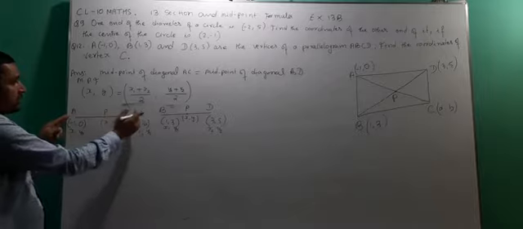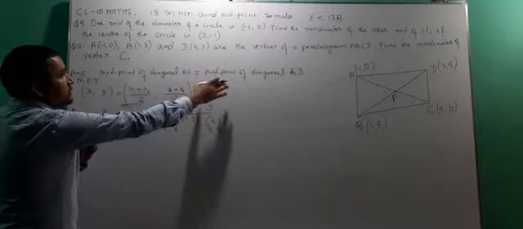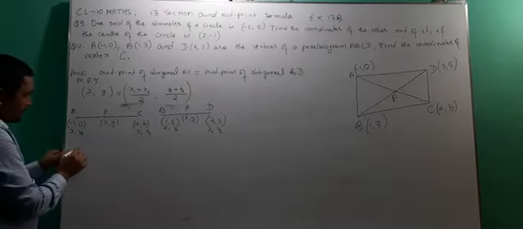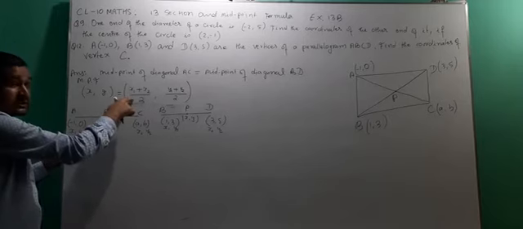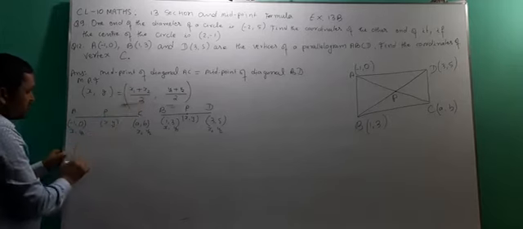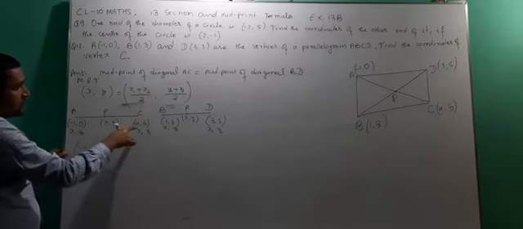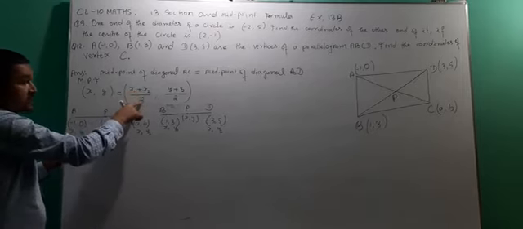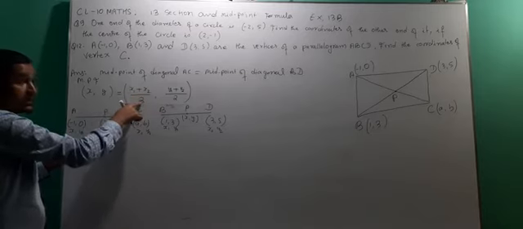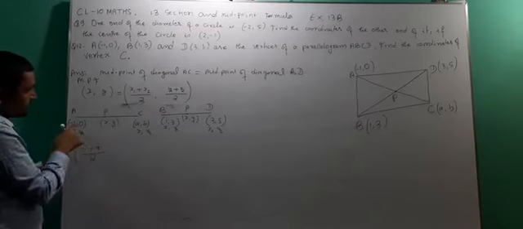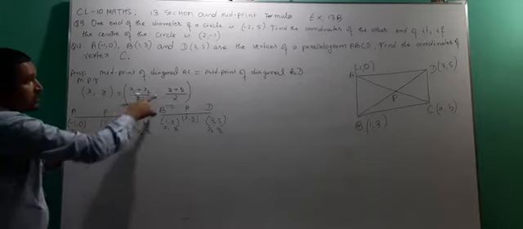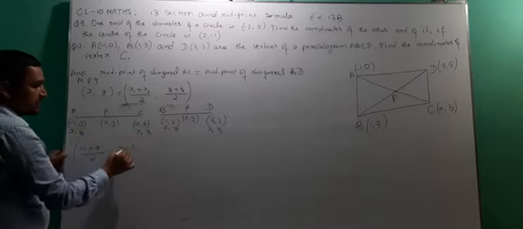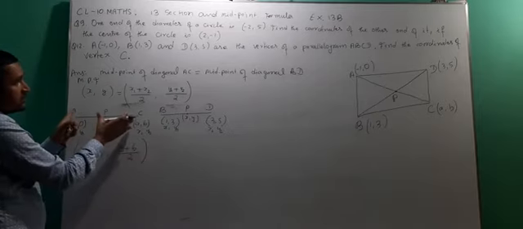Now we'll do the midpoint of AC equals the midpoint of BD, according to the property of parallelogram. Now according to the formula, x1 plus x2 divided by 2. Here x1 is how much? -1. Then x2 is a. So (x1 plus x2) divided by 2, then comma, (y1 plus y2) divided by 2, y1 is 0 plus y2 is b, divided by 2. This is for diagonal AC.